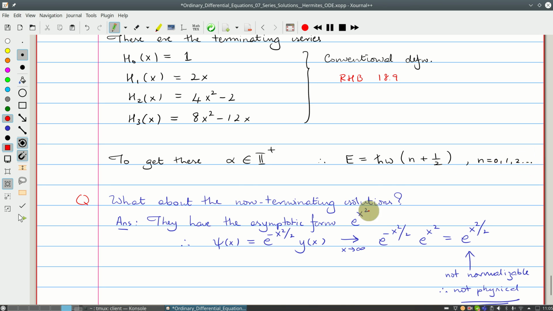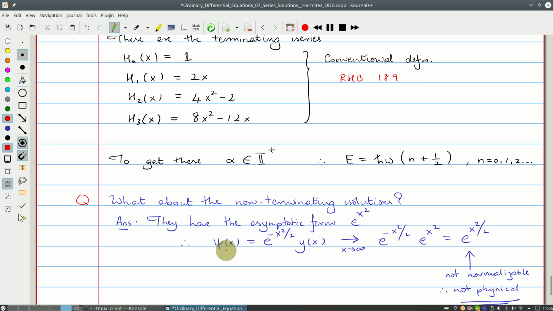So what about the non-terminating solutions? Because these non-terminating solutions are also solutions to the Hermite equation. So why don't we use those? Why does the quantum harmonic oscillator use only the Hermite polynomials? Well, the answer here, and I'm not going to show it to you, but if you did want to see it, I can give you a proof in class, is that those non-terminating series can be shown to have an asymptotic form of e to the x squared.